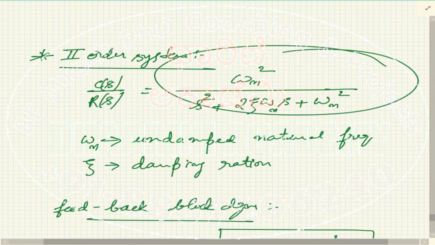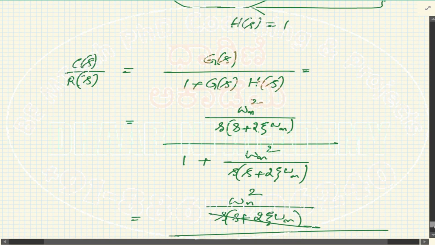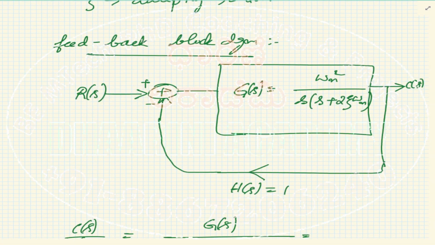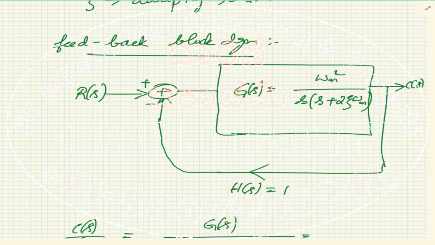This is the standard second order function. So the standard second order function can be written in the form of a feedback like this. Okay, because the negative feedback is most commonly used, right? So how to generate a second order system with the negative feedback, right? This is the answer.